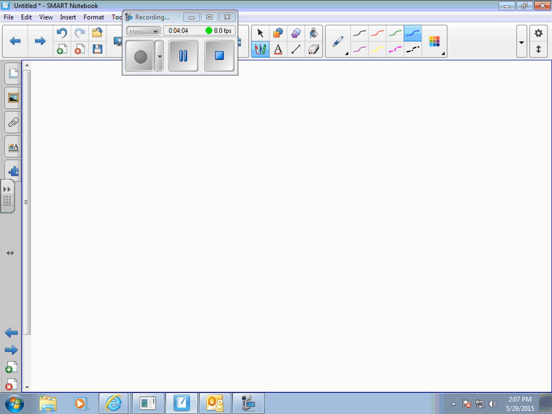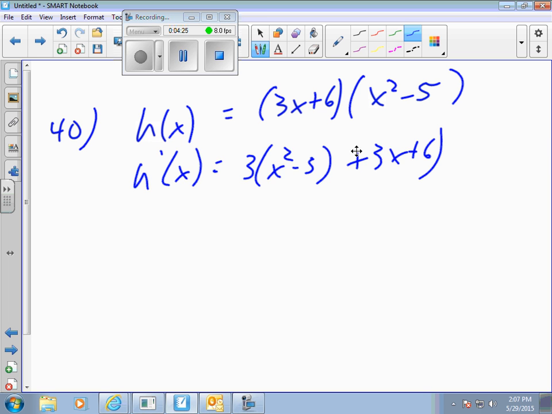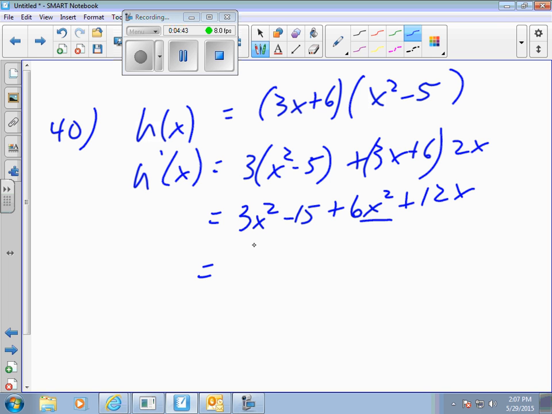And my last question, number 40. I have h of x is equal to 3x plus 6 times x squared minus 5. And we're going to do the derivative on it. My h prime of x would be derivative of the first times the second plus first derivative of second, which would be 2x. Simplifying, I get 3x squared minus 15 plus 6x squared plus 12x. Putting my like terms together, I'm going to have 9x squared plus 12x minus 15.